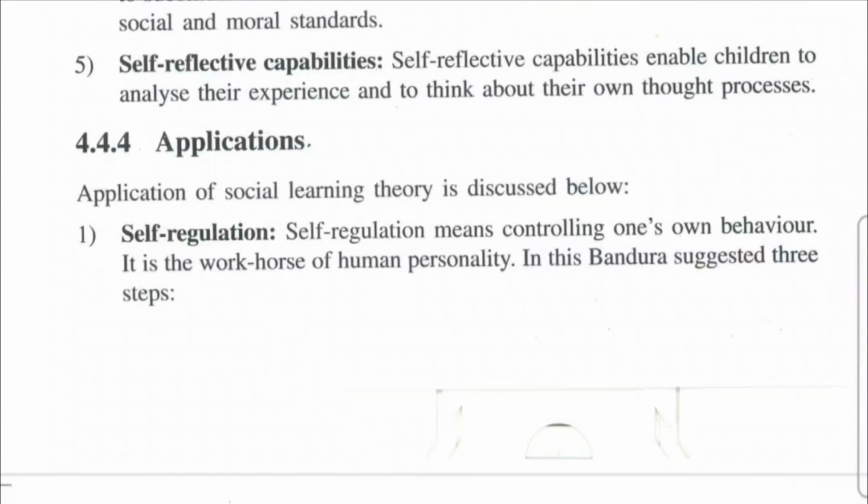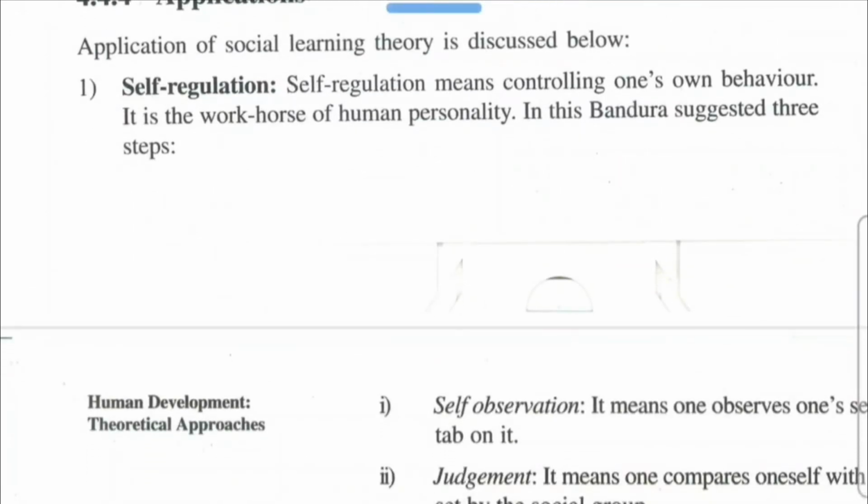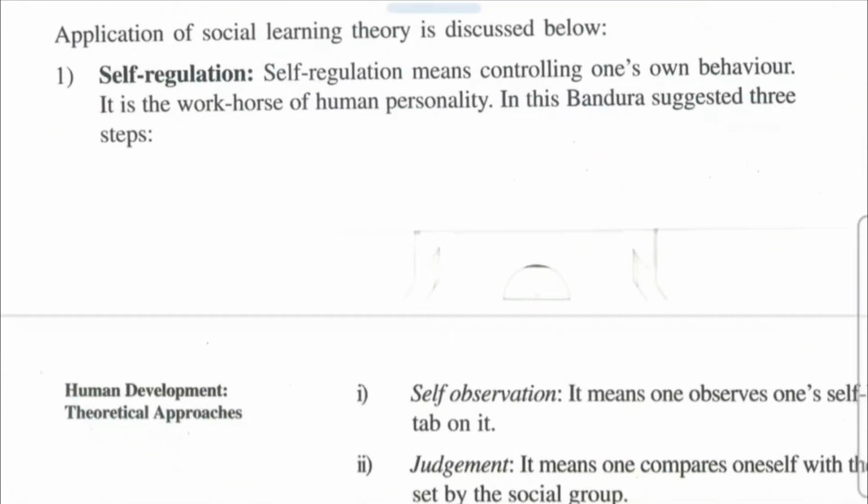4.4 Applications. The application of social learning theory is discussed below. 1. Self-regulation. Self-regulation means controlling one's own behavior. It is the workhorse of human personality. In this, Bandura suggested 3 steps.